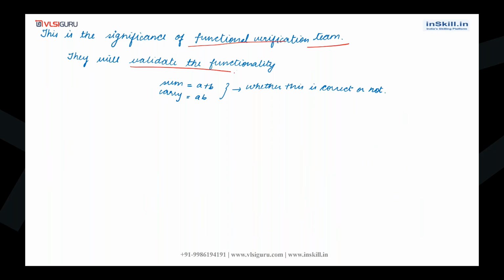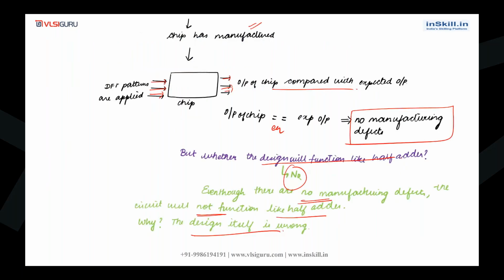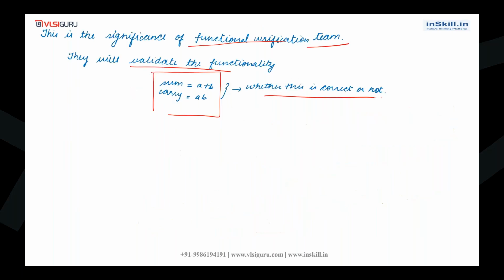They will be validating the functionality, so whatever is written here, whether this is correct or not. In this case, there are no manufacturing defects, but will the circuit function like a half adder? No, because the design itself was wrong. In the design stage itself, sum was written as a plus b. So this is the significance of the functional verification team. They validate the functionality, whether whatever is written is correct or not.